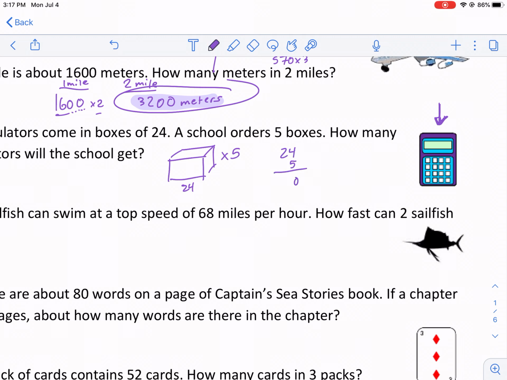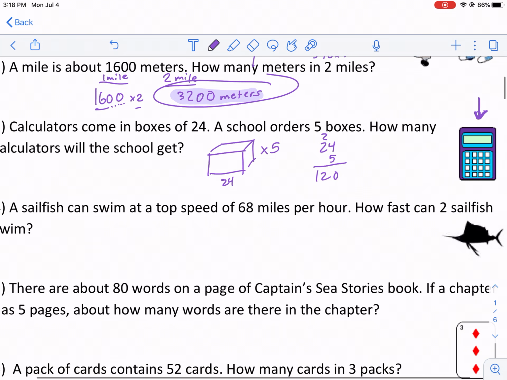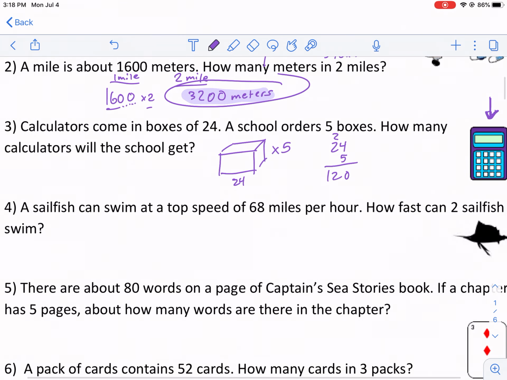So I can use the standard algorithm for this if I want. So 4 times 5 is 20, carry the 2. 5 times 2, 10, 12. So I get 120. But what do I get 120 of? I get 120 calculators. Calculators. And that's my answer. So 120 calculators is my answer. I probably should put on an S.